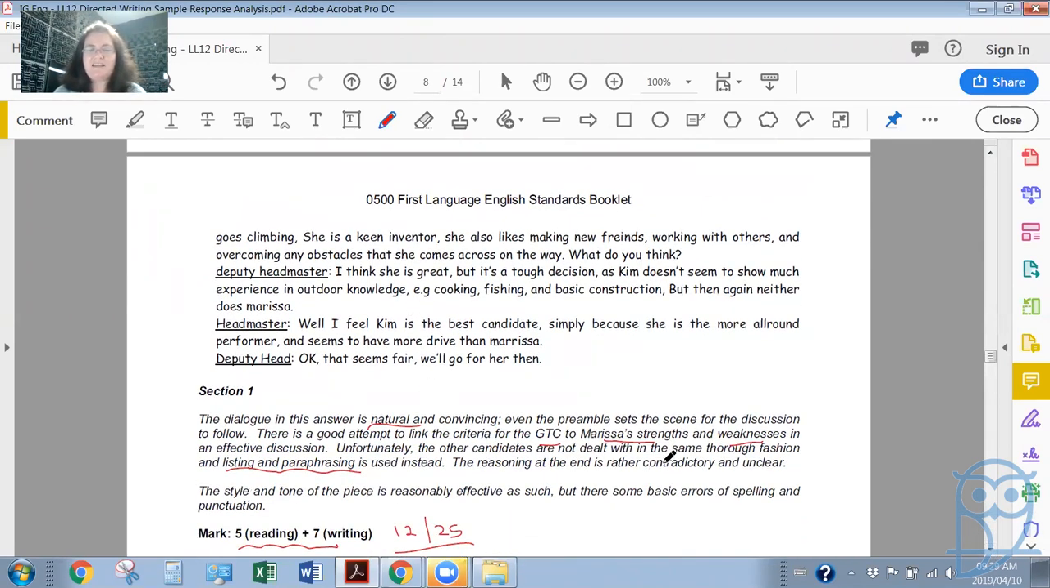The reasoning at the end is rather contradictory and unclear. If you look at that, it's like, oh, but Kim has this. Oh, yes, you're right. She's got that. Okay, let's go for it. Although, are we sure? Oh, okay, let's go for it. Okay, so there's a bit of uncertainty. The style and tone of the piece is reasonably effective as such, but there are some basic errors of spelling and punctuation. And that's why they got 5 for reading and 7 for writing, which came to that 12 out of 25, which gave them that D ultimately based on the other marks.